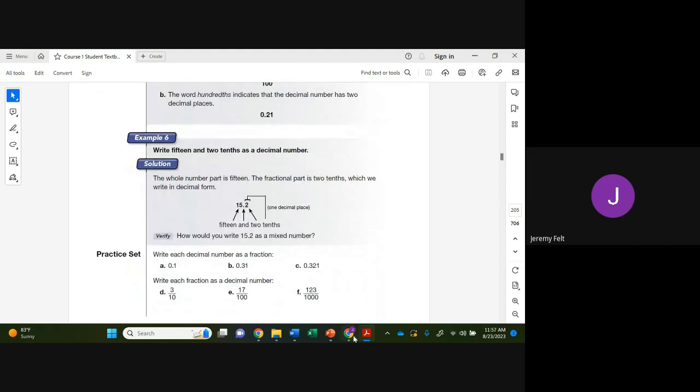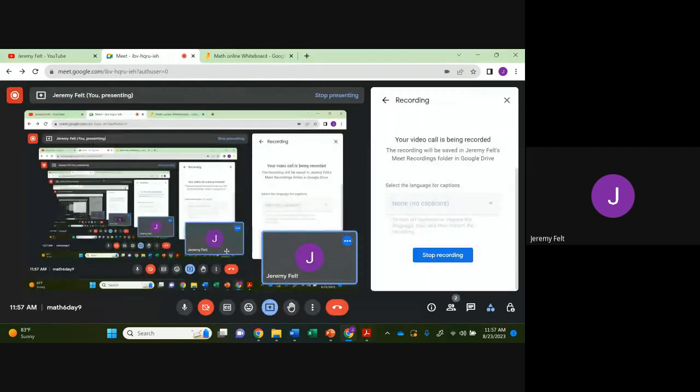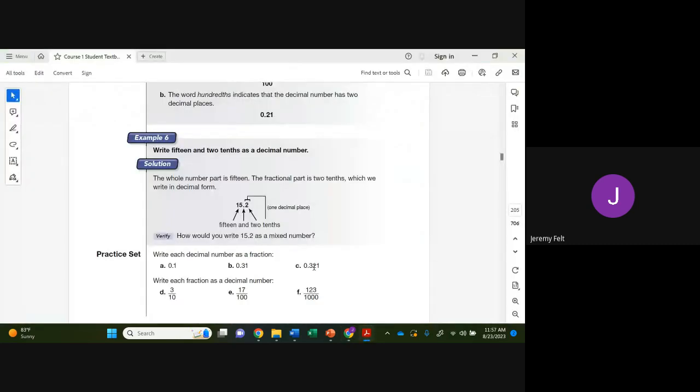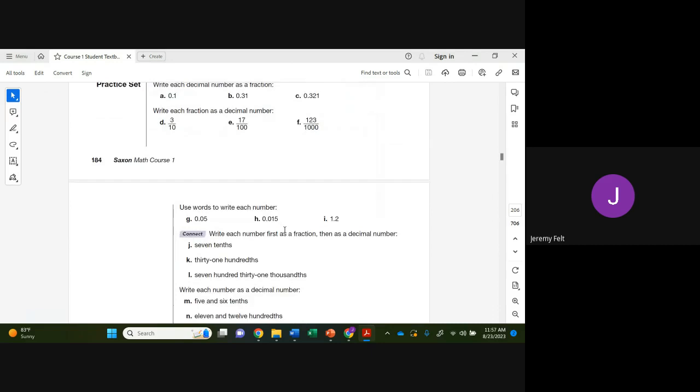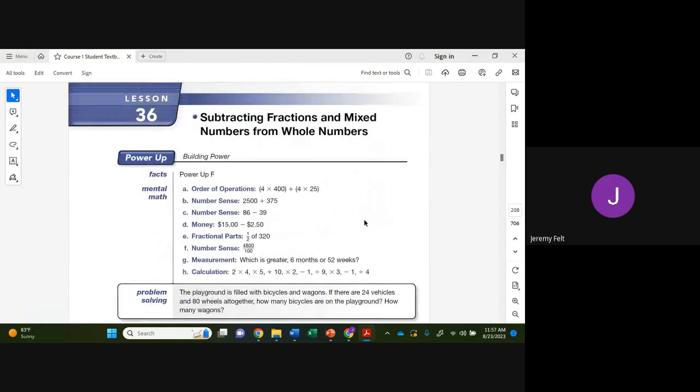And then if we have the other way, where we are working backwards from a written number, 15 and 2/10, we can write it as a number. So we have one decimal place. The 2 is in the tenths. That's what's indicated there. So we would have 15.2. Okay, so practice set, we'll do that when we return to class.